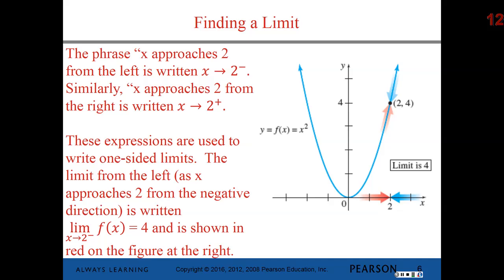But just to get some language out of the way, the phrase x approaches 2 from the left means from the negative side of 2, numbers less than 2, left, less than. From numbers less than 2, x approaches 2 from the left is written x with a red arrow approaching the number 2, and then a little negative sign up in the air after the 2 to say that it is approaching 2 from the negative side of 2, from the back side of 2. Okay? That's called a one-sided limit. It's approaching from one direction.